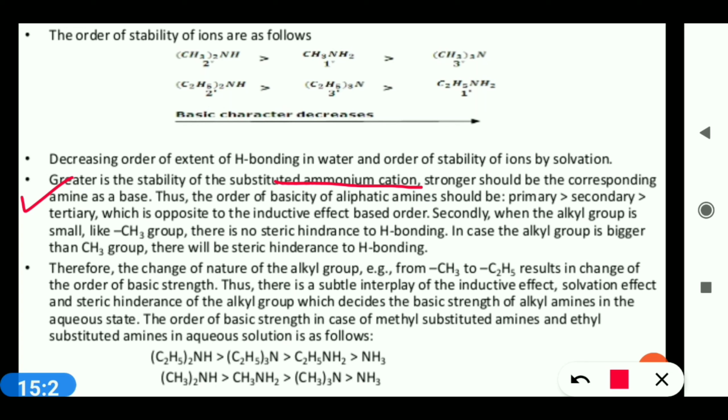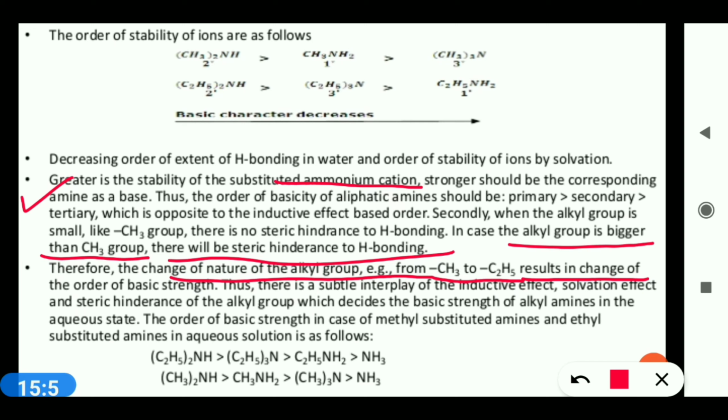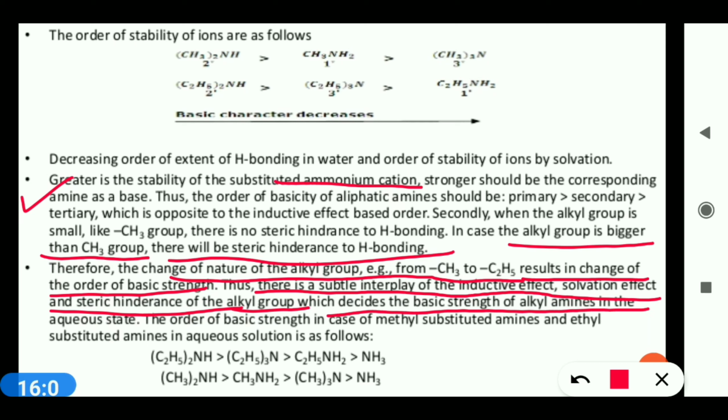Secondly, when the alkyl group is small, like methyl group, there is no steric hindrance to the hydrogen bonding. In this case, the alkyl group is bigger than the CH3 group, so there will be steric hindrance to hydrogen bonding. Therefore, the change of nature of alkyl group from CH3 to any other bulkier group results in the change of the order of basic strengths. Thus, there is a suitable interplay of the inductive effect, solvation effect and the steric hindrance of the alkyl group which decide the basic strength of the alkyl amine.